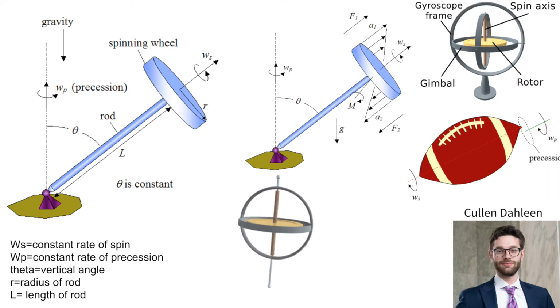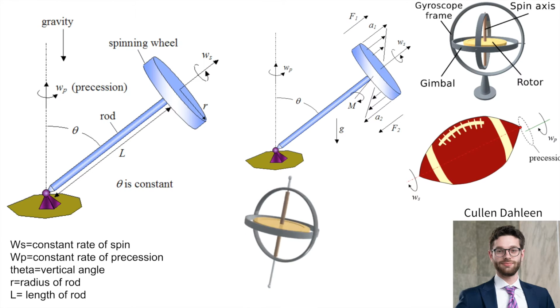As we can see in the figure, the combined rotations omega s and omega p induce an acceleration with force components a1 being normal to the wheel on the top, and a2 being normal to the wheel on the bottom side. The constant torque supplied by gravity is able to maintain the angle theta as the object moves with omega p, or the precession of the body.